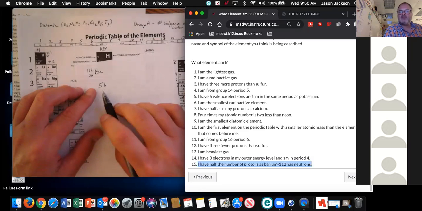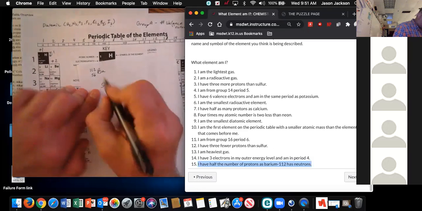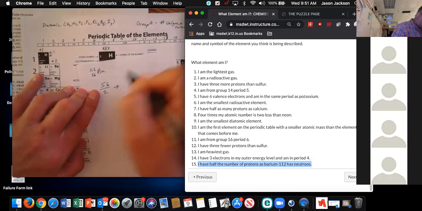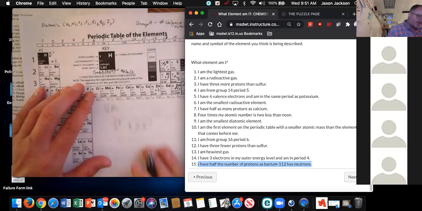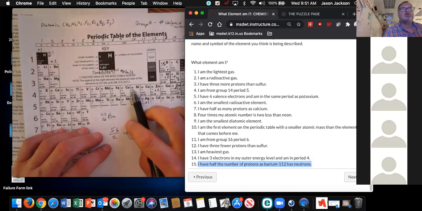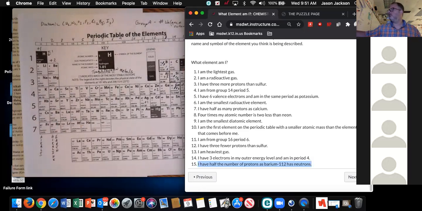That's half the number, right? We need half of this number, and that's how many protons this element has. 56 divided by 2 is 28. 28 protons. So we're looking for an element with the atomic number 28. And that would be nickel. Yep. Good old nickel. All right, last thing for today.